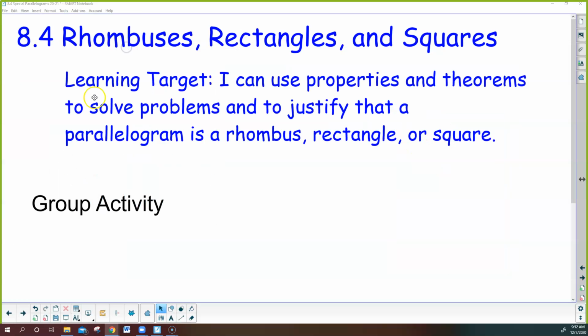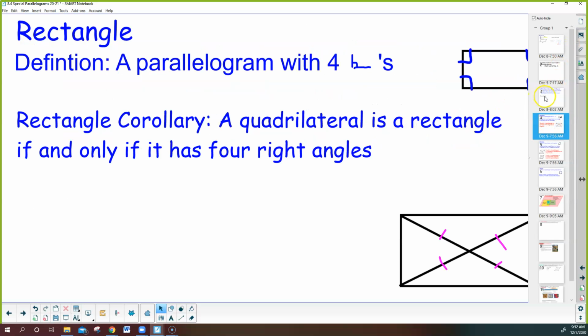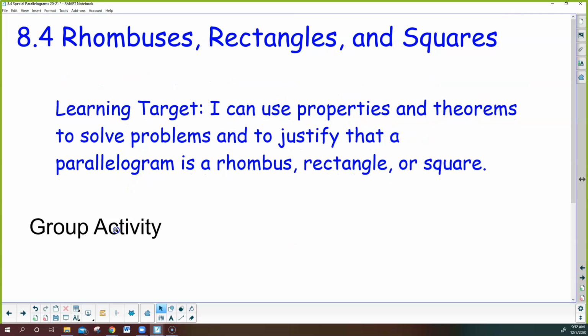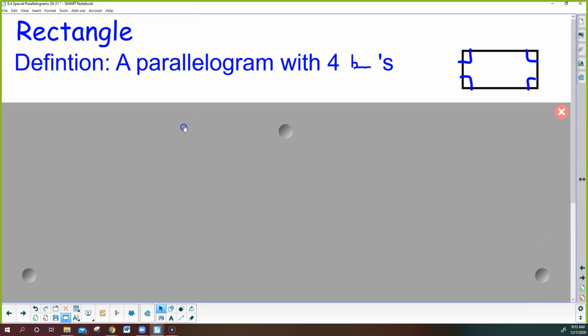So, all right. That is our goal today, is we're going to jump right into 8.4. So if you want to title your notes today, 8.4 rhombus, rectangles, and squares. Don't worry about the learning target here. So we have to really focus on how we define these words. Let's start with a rectangle.